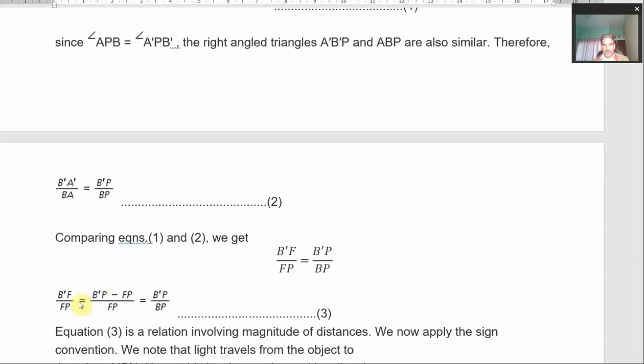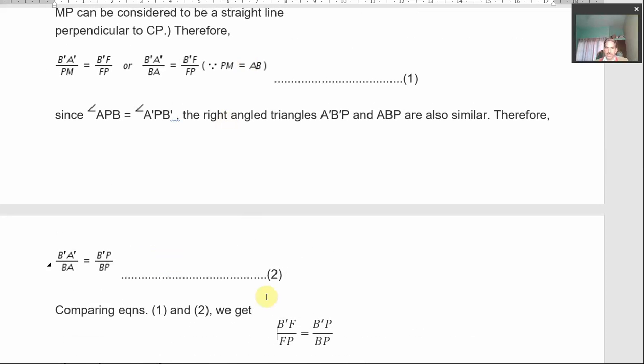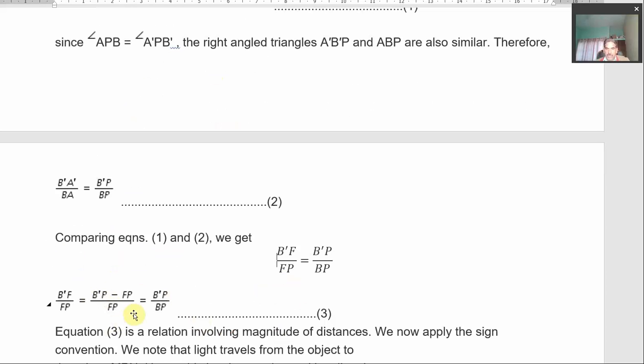So this is the final result we get here. The derivation is not complicated anyway. We take two sets of triangles, and the two sets of triangles are similar, so the ratio of their corresponding sides will be equal, and from there we see that both these two equations represent the same quantity on their left hand side. So that means the quantity on the right hand side will also be the same. So we are comparing here and we are just changing b dash f to this. So this is the equation we get.